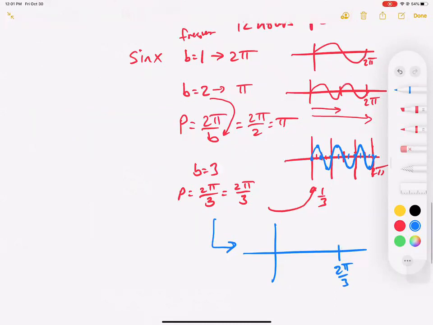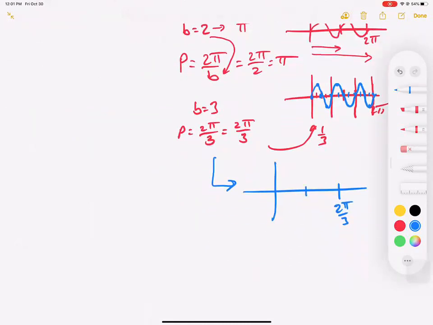Half, half, and half. What's half, half, and half? Half of 2 pi over 3 is 2 pi over 6. The way you cut something in half is you multiply the bottom by 2. And you might not have known this trick, but that's the trick. If I want to cut 4 in half, just multiply the bottom by 2. If I want to cut 100 in half, just multiply the bottom by 2.